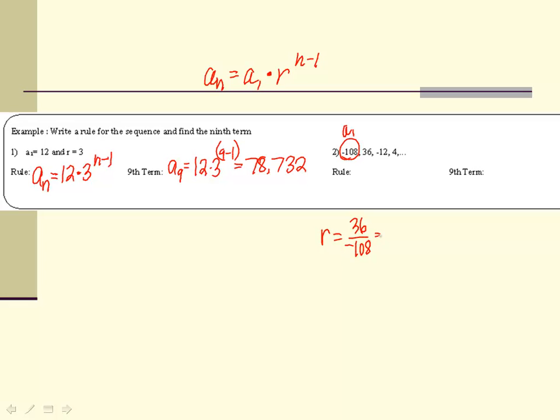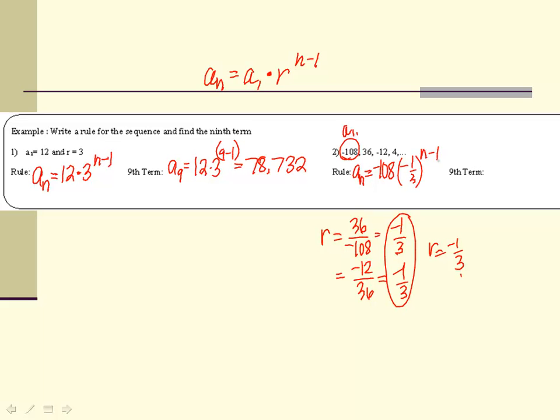We get negative 1/3. Now, you can't just assume that's going to work, so we're going to do another one just in case. We could take the third term divided by the second term, and you get negative 1/3. You want to make sure that this ratio is the same, and if it is, then our ratio is negative 1/3. Well, now that I know my ratio and my first term, I'm going to write my rule. So the nth term can be found by taking negative 108 and multiplying by negative 1/3 to the n minus 1. So there's our general rule.